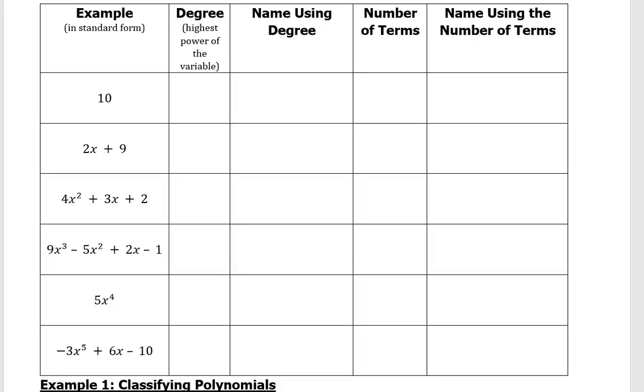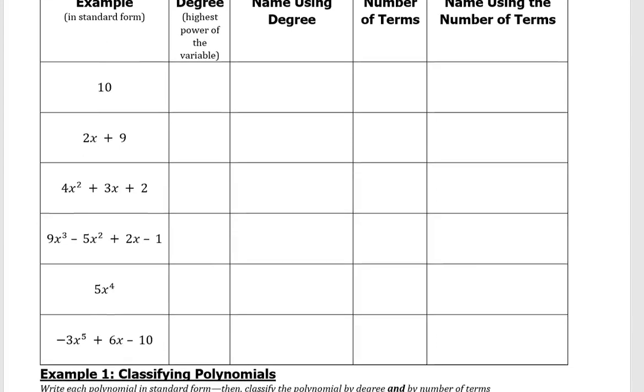All right, so right now we're just going to go through and fill in this chart on how we're going to name things. The degree, this is just the highest power of the variable. So I'm going to start with just a plain number, just 10. This is a constant. The degree would be 0. Let me grab my pen here. Okay, the name using the degree is going to be constant.